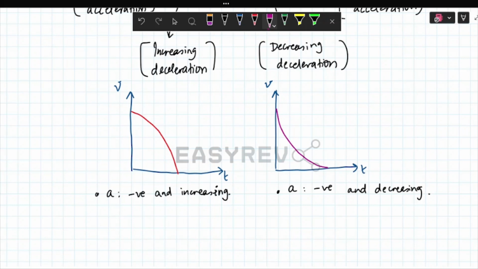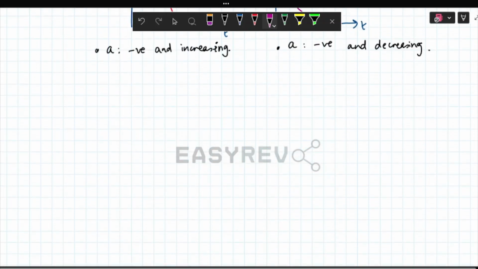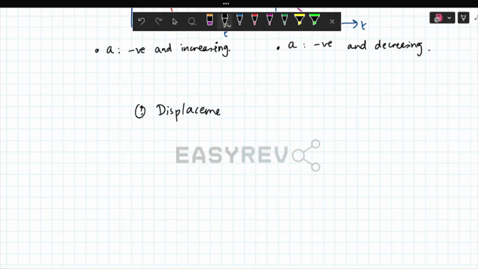Great. Now, before we wrap things up, it's important to notice something at this stage. Notice how I have yet to draw any kind of a displacement time graph for all these different types of accelerations. Why do you think that is? Why is it that I have just somehow forgotten to mention what a displacement time graph looks like for different types of acceleration?